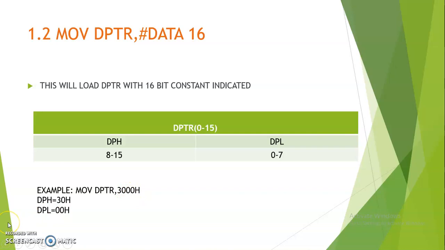#3000H. Now in this case, the value which we want to load to DPTR is 3000H. So in this, DPH, the higher order byte, is 30 and DPL is 00H. So DPH is 30H and DPL is 00H. This instruction will load the immediate data 3000H into the data pointer. So DPH will hold 30H while DPL will hold 00H.